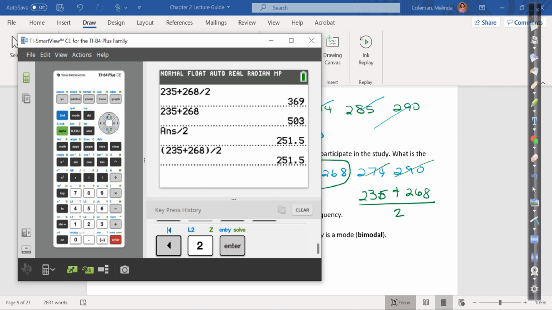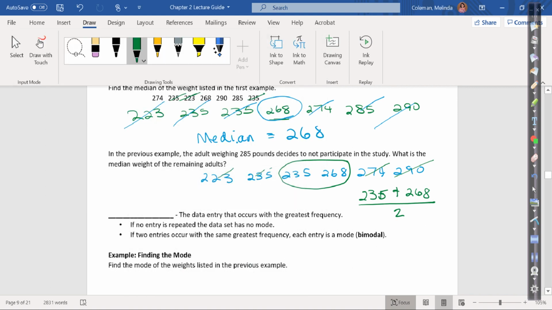I tell students all the time the calculator is only as smart as the person using it. So if you're using it incorrectly, you're going to get an incorrect answer every time. Do not wait to practice on your calculator. Make sure that you spend ample time practicing before you get to a test. So my average here ended up being 251.5. And again, that was my median this time. So the median, or the middle weight, was 251.5.